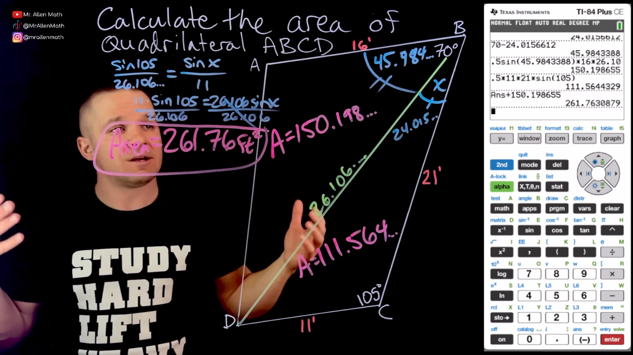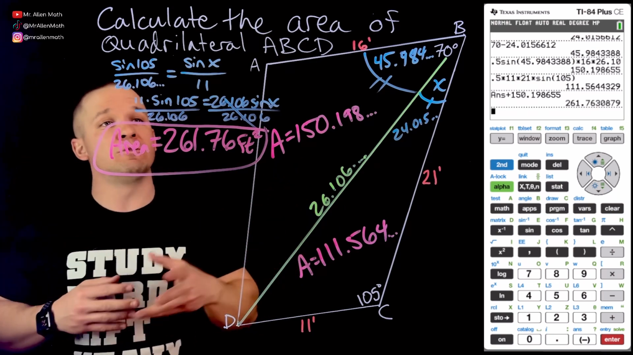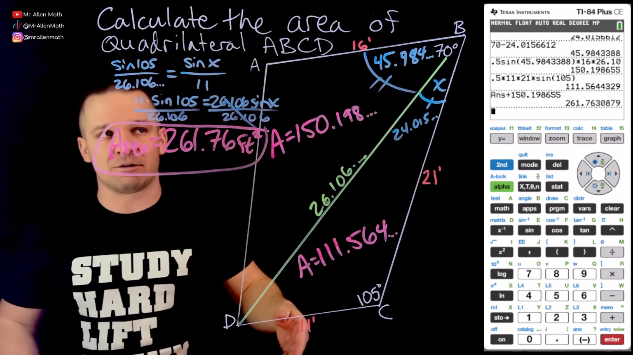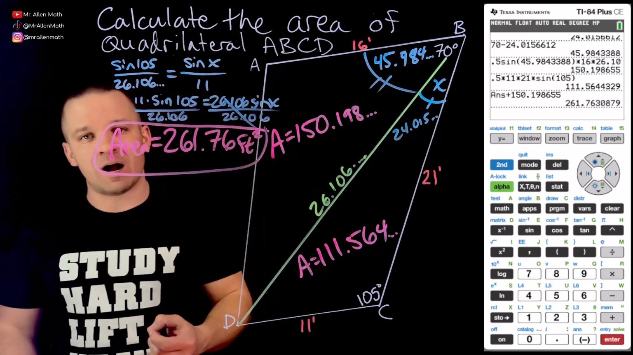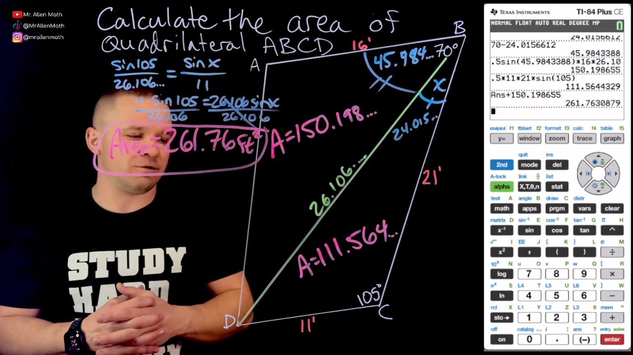But there we go, guys. Area of a quadrilateral. The same would work out if you were doing a parallelogram. It's just that when you split a parallelogram, you get two congruent triangles, so you only have to double the area that you find for the one. So that's kind of nice.